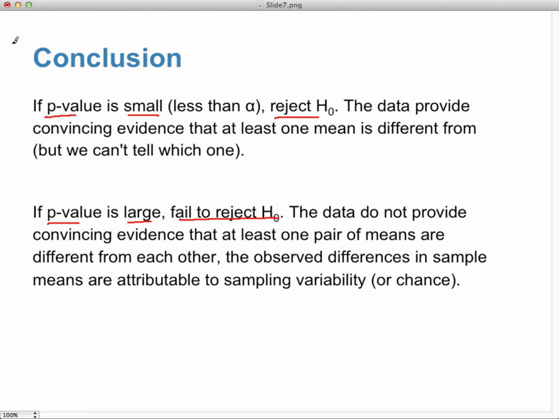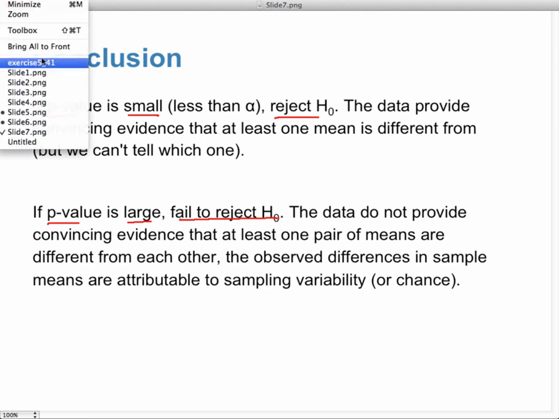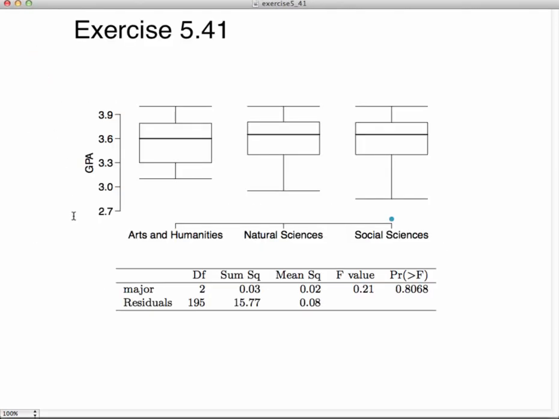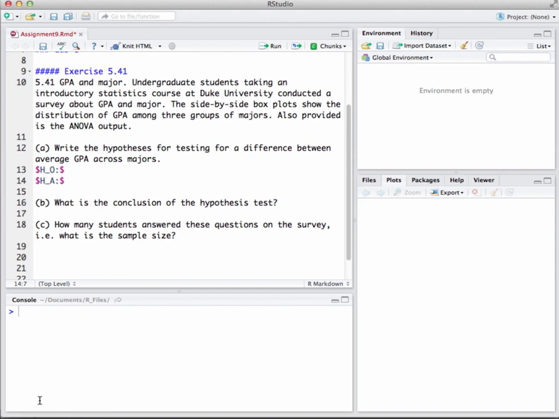Okay? All right, so let's go take a look at an exercise. Let's see if we can actually look at exercise 5.41.1 and see if we can take some of this to work. So this is the diagram from the page, but I'm going to go over to RStudio real quick because that's where I've got the problem written up, and then we'll come back to this.